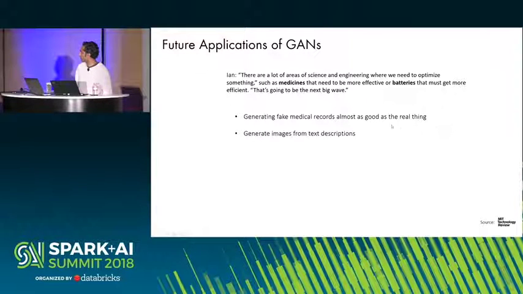So this can potentially be applied for a lot of interesting use cases. One of them is to generate fake medical records that are almost as good as the real thing, or generate images from text descriptions. I don't know, this is just an interesting field. I would follow this if you're interested in deep learning. This is where some of the biggest breakthroughs might happen in the next year or two.